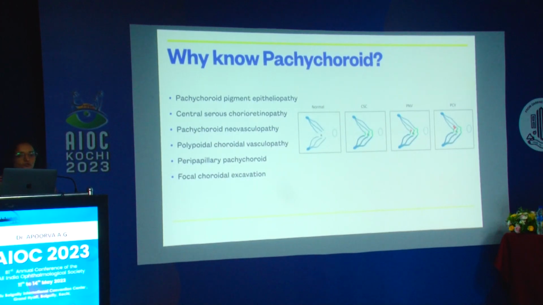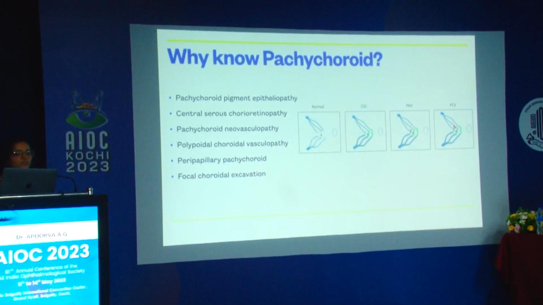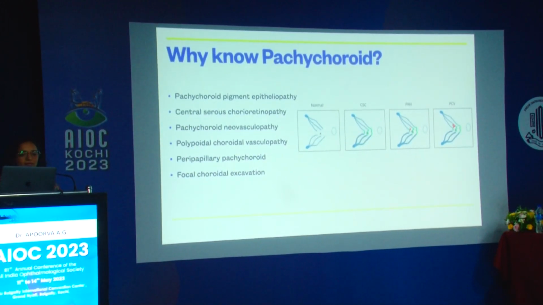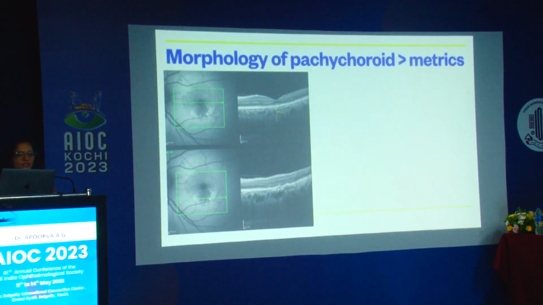Chronic ischemia because of occlusion causes neovascularization at that site, either in the form of pachychoroid neovasculopathy and subsequently polypoidal choroidal vasculopathy. If this anastomosis is in the peripapillary area, it gives rise to the peripapillary pachychoroid syndrome. And if there are choroidal polyps that collapse, or if there is some choroidal scarring, especially prechoroidally, it causes a focal choroidal excavation. All these are included in the pachychoroid spectrum.